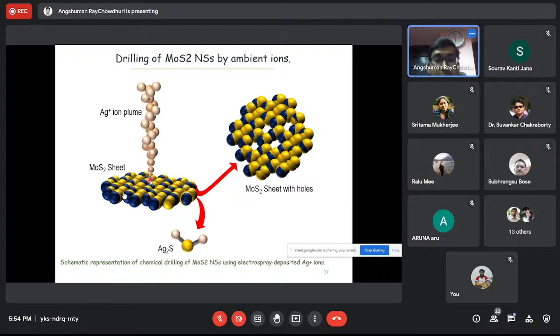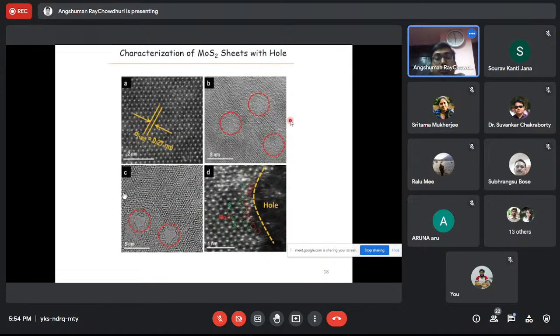So what I wanted to tell you is that silver ions are sprayed on a MoS2 substrate, the silver ions react with sulfur, Ag2S nanoparticles are formed, and those Ag2S nanoparticles dissolve into the water, producing a holey MoS2 kind of structure. So in other words, we can say that this electrospray can be used as an etching method for many semiconductor industries. This is the characterization of the MoS2 sheets after spray.